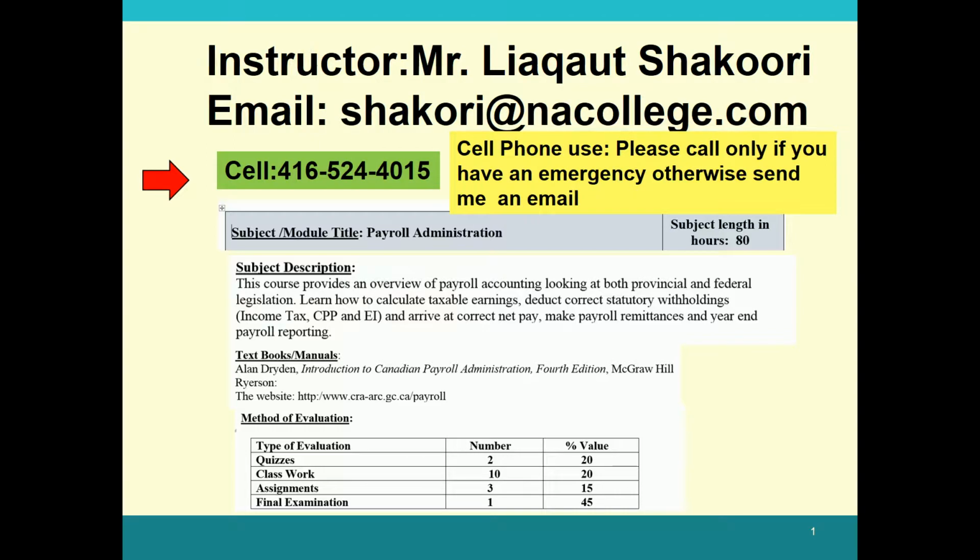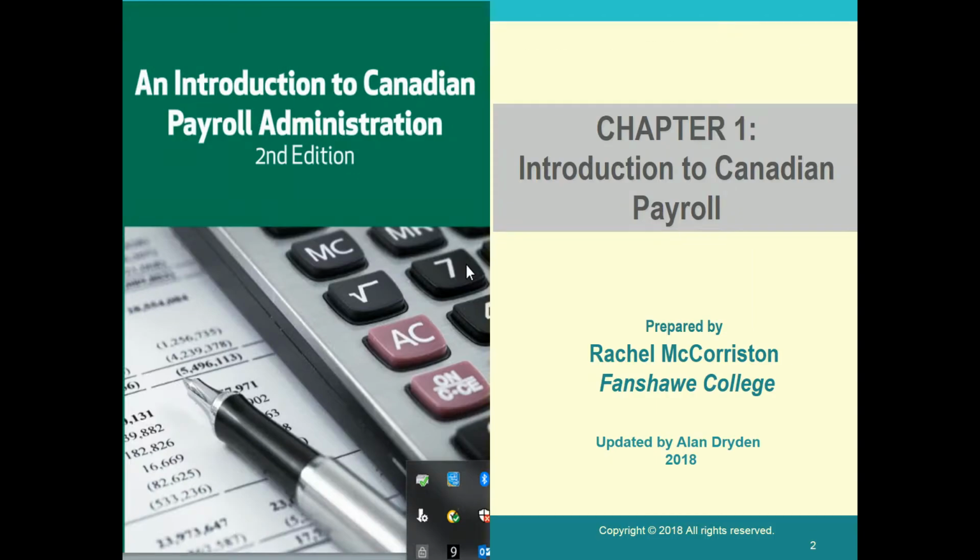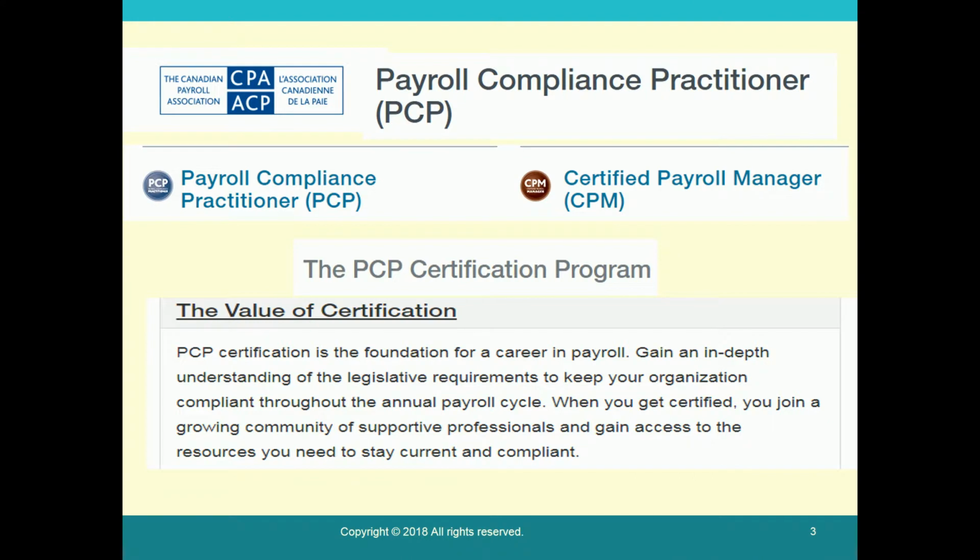All right. So this is the book that we'll be using, and these are the PowerPoint slides for it. I will give a little overview here: the Canadian Payroll Association has a program for payroll certification, and the first requirement for that certification is the payroll compliance practitioner, which is PCP. After that, if you opt to, after 1 year's experience, people can go for this exam. If they already have it, they can enroll early.